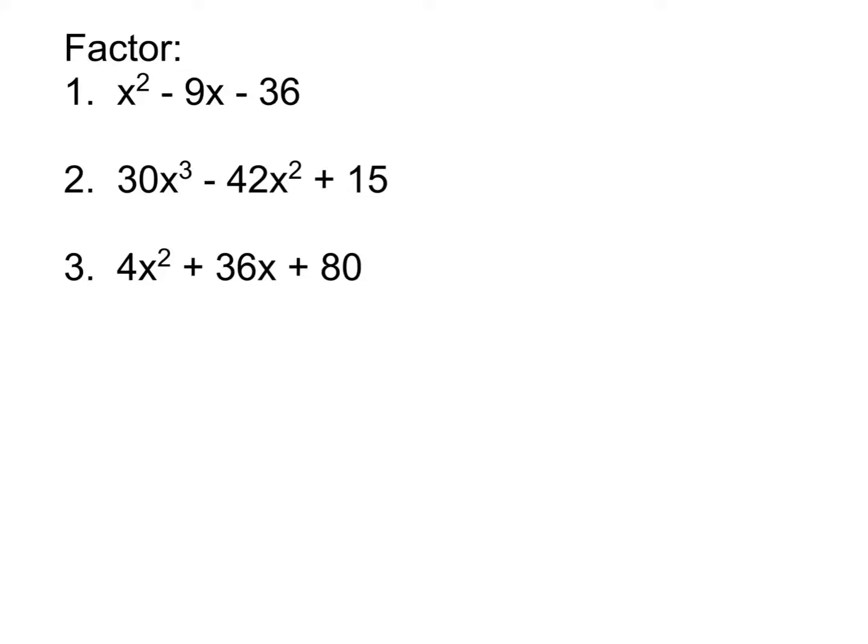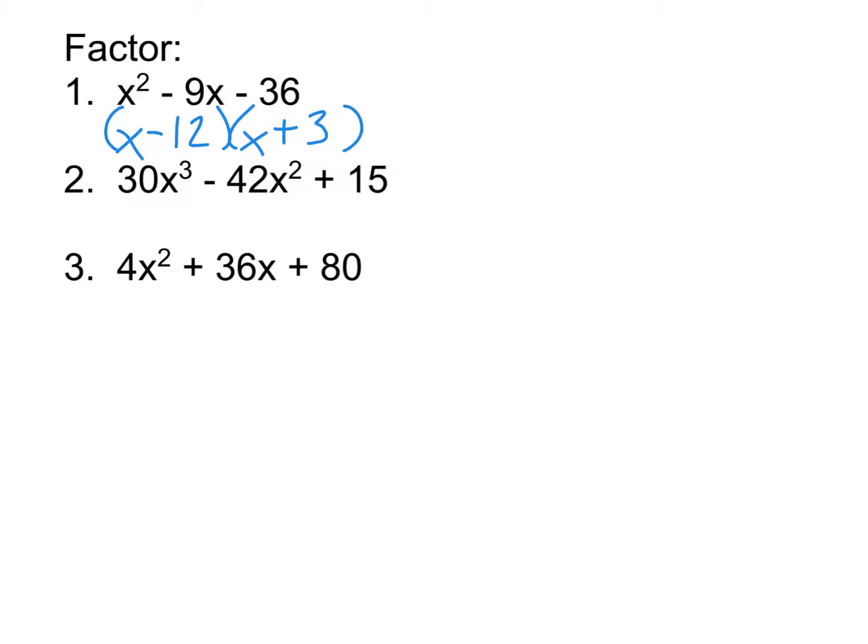So for doing number one, first thing you'll notice, there's nothing you can divide all three terms by, but it is a quadratic. Since it's a quadratic, that is, it's to the power of 2, we can go ahead and factor it by doing the add 2, multiply 2. So we say what adds to a negative 9 and multiplies to negative 36. Since we're multiplying to a negative, we know one of them has to be positive, one of them has to be negative. And in this case, it's going to be a negative 12 and a positive 3.